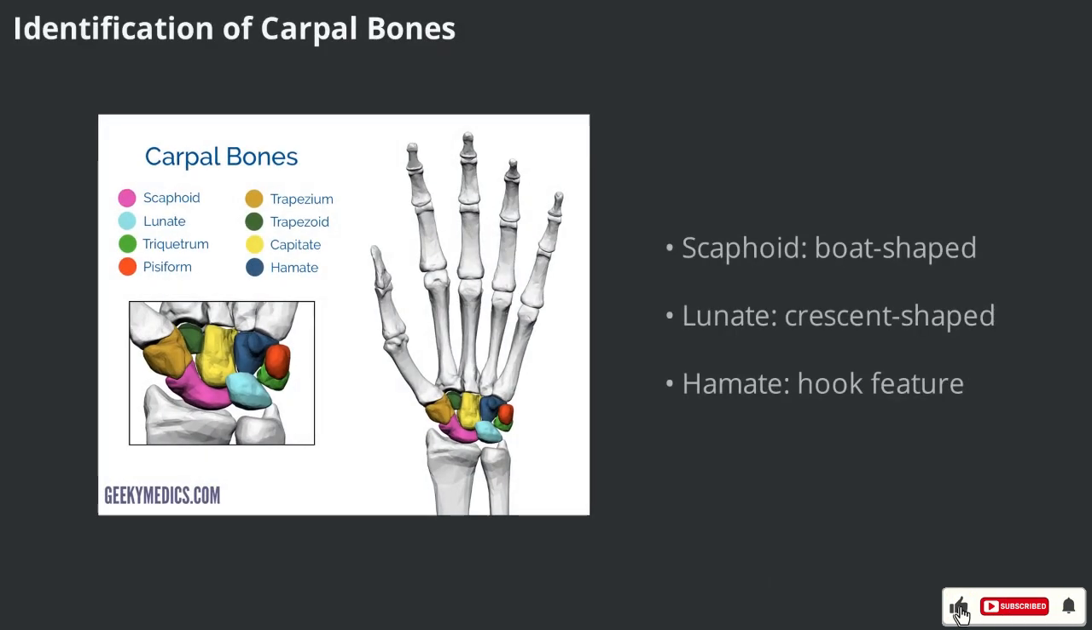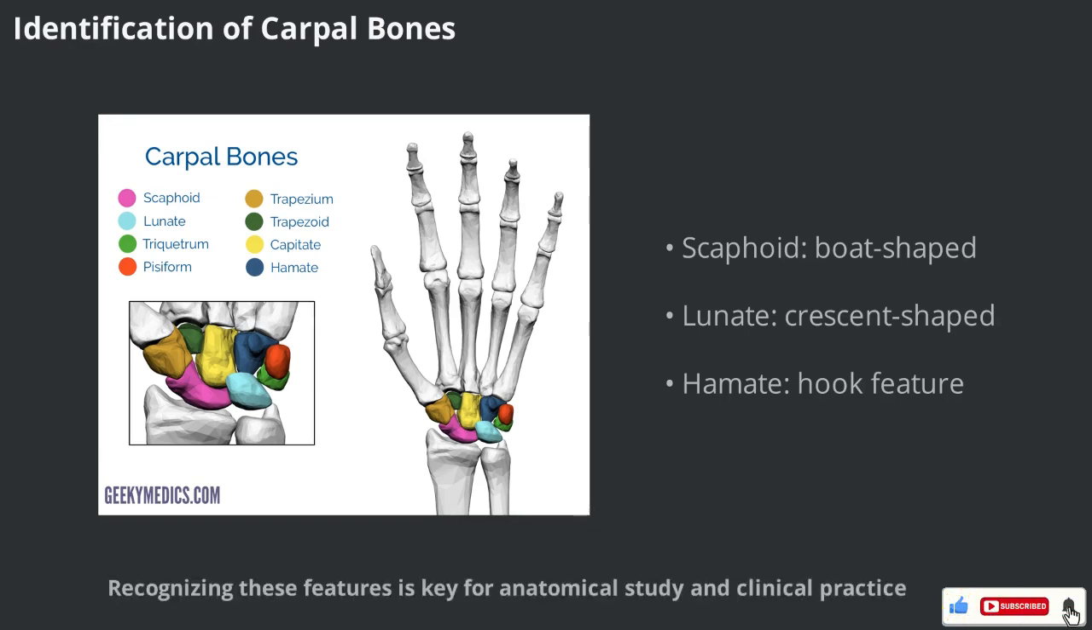Each carpal bone has unique features for identification. The scaphoid is boat-shaped with a lateral tubercle, the lunate is crescent-shaped, the triquetral is pyramidal, and the pisiform is pea-shaped. The trapezium is quadrangular with a crest and groove. The trapezoid resembles a baby's shoe. The capitate is the largest with a rounded head, and the hamate has a distinctive hook. Recognizing these features is key for anatomical study and clinical practice.